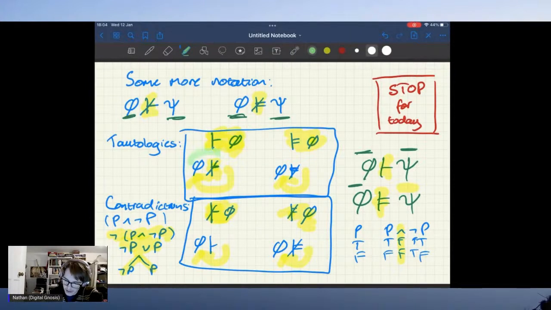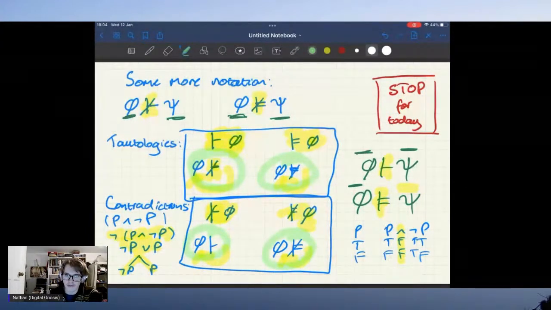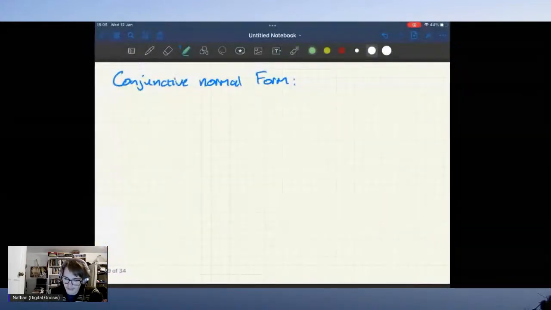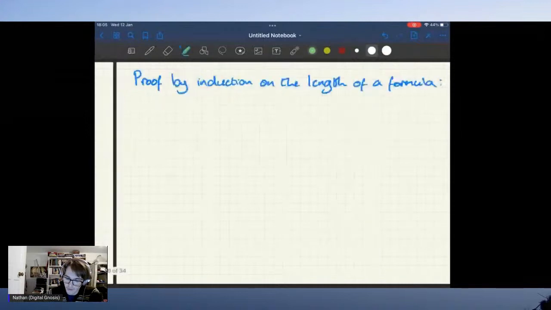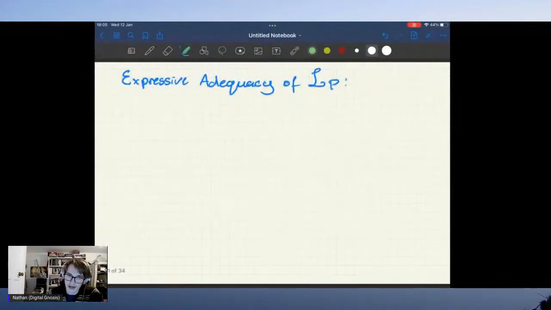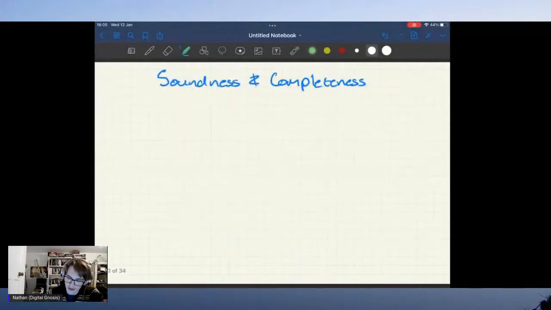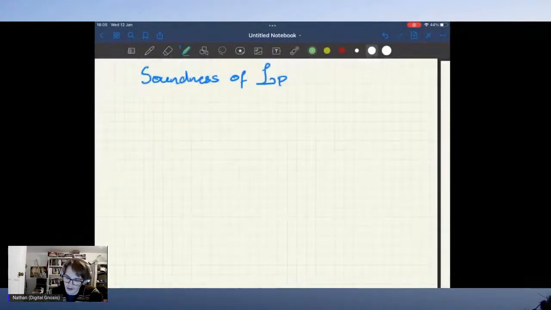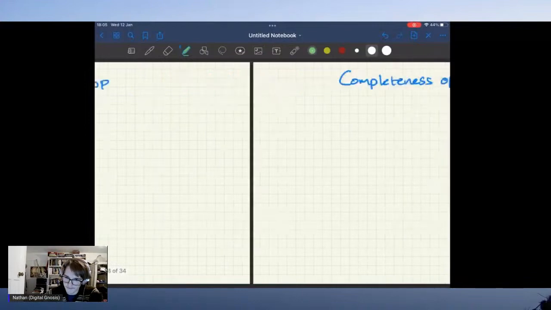particularly this one, and this one and this one are a little bit weird and people don't often see them, but they are going to be useful when we come on to doing soundness and completeness proofs a bit later. So I wrote stop for today here. What we're going to talk about next time is conjunctive normal form, proof by induction on the length of a formula, expressive adequacy in a language, soundness and completeness theorems, and then we'll go into soundness and completeness.